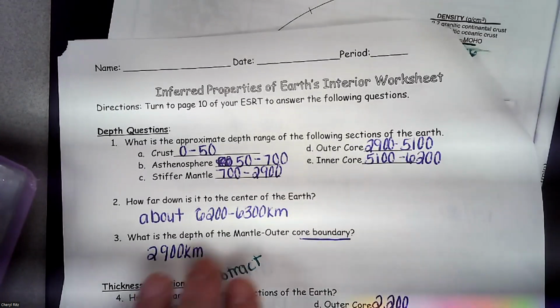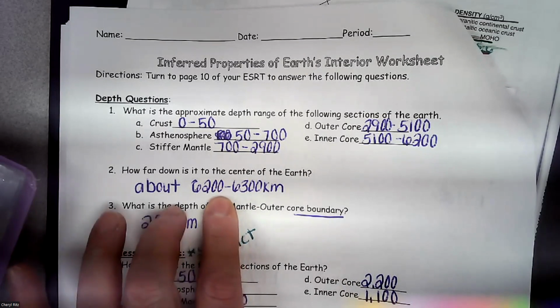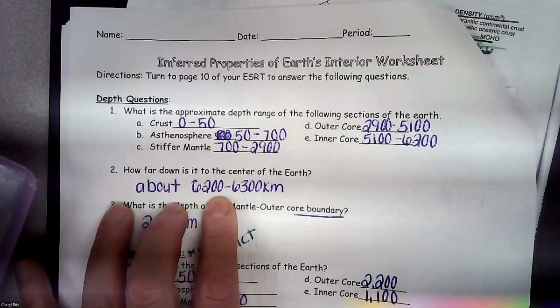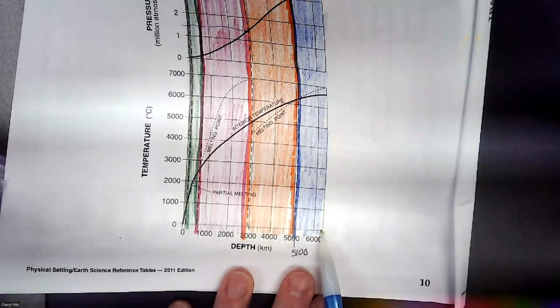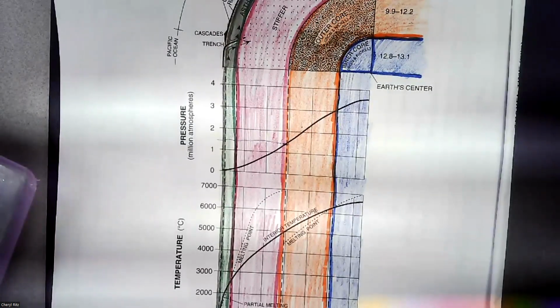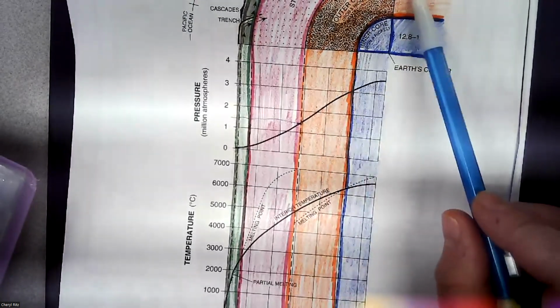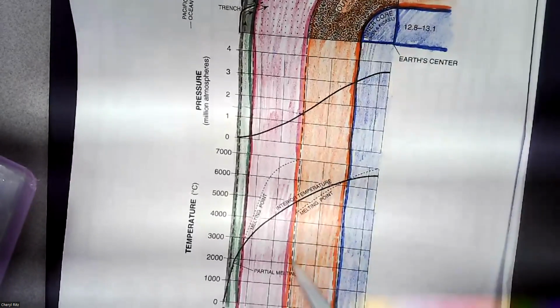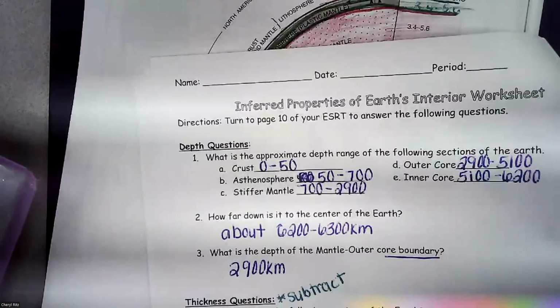All right, how far is it down to the center of the Earth? Again, I had to estimate that. I said 6,200 or 6,300. Again, please note it is not a full half a box. This is not big enough to make it to 6,500. And then the mantle outer core boundary. Again, they didn't ask about the mantle. They didn't ask about the outer core. They want the boundary between them. So you follow that down. That's the one that's around 2,900.